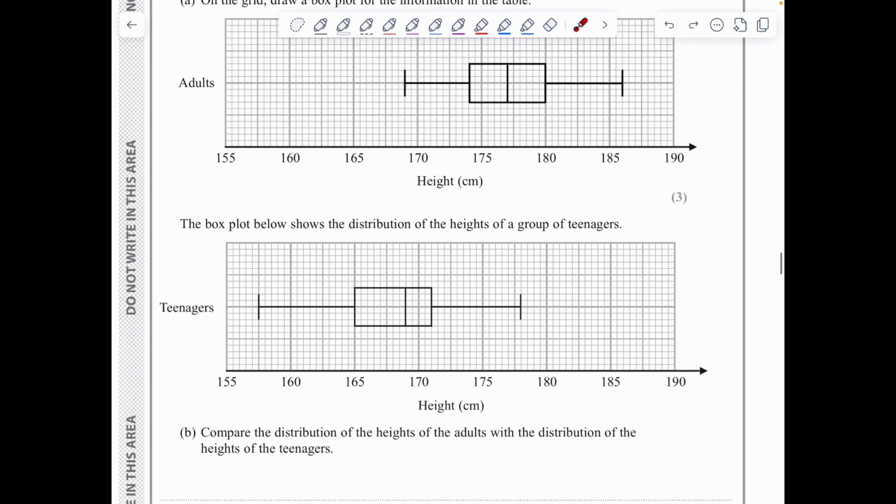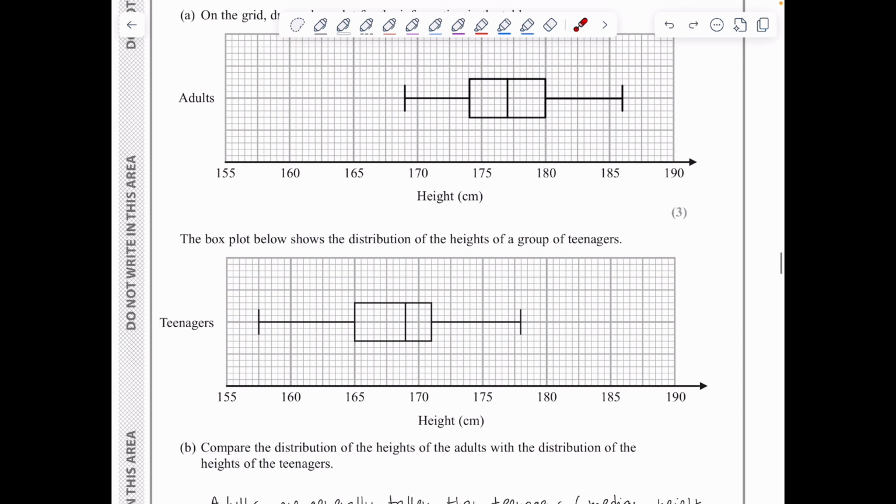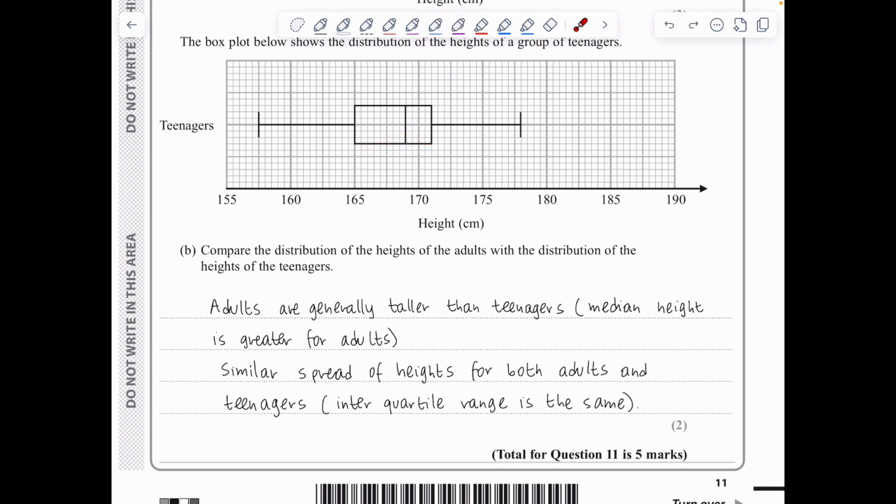I will start by comparing location. We can see that the median height for adults is greater than the median height for teenagers, and therefore we can say that adults are generally taller than teenagers, and I need to refer to the median height being greater for adults. And then if we look at the interquartile range, we can see that the interquartile range for adults and teenagers is the same. This refers to the spread of heights, and therefore we conclude that we've got a similar spread of heights as the interquartile range is the same.